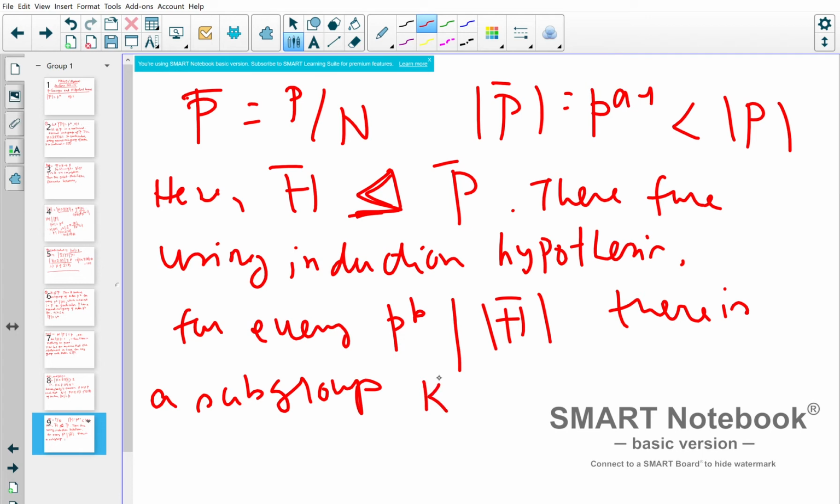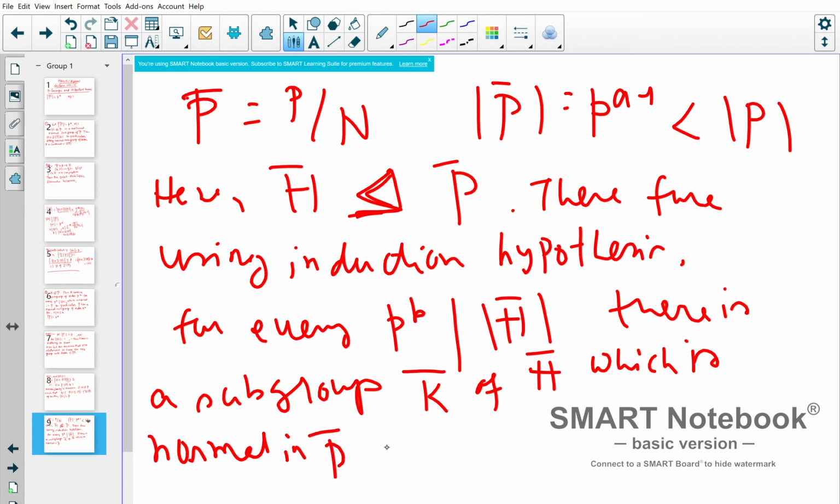Say for example, let me write down K bar. This is in the quotient group, so I am writing bar here. K bar of H bar, which is normal in P bar, and the order is also p to the power b. That was the induction hypothesis. Clear? So for H bar you get, by the induction hypothesis, some K bar, which is this, right?